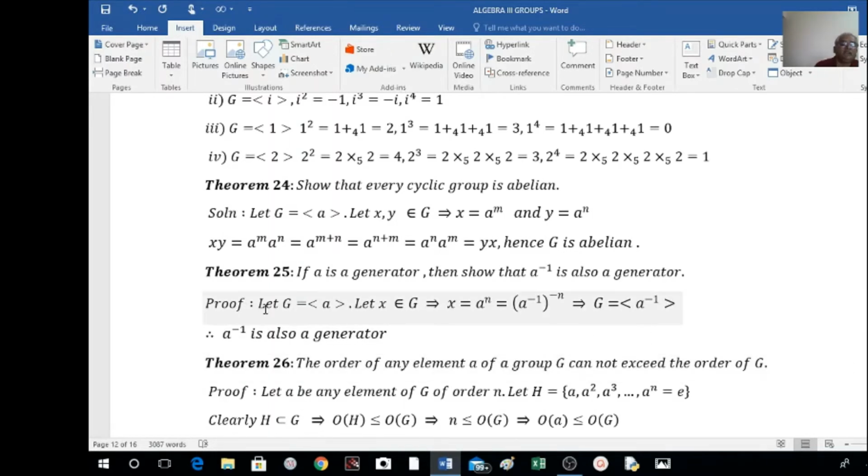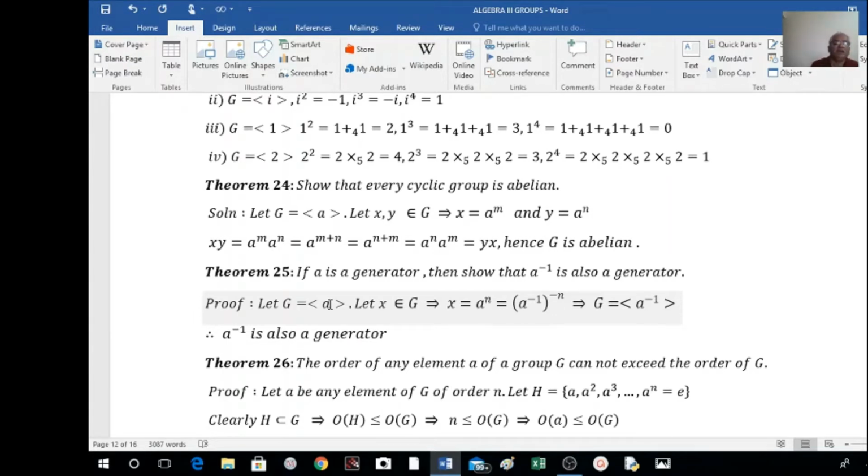So let me consider G, a cyclic group generated by A. I have to prove that A inverse is also a generator. To show that A inverse is also a generator, I have to show that every element of G can be expressed as powers of A inverse.